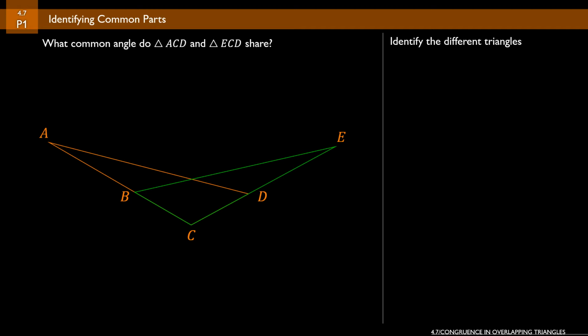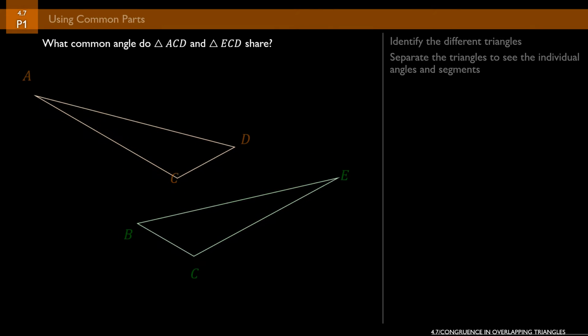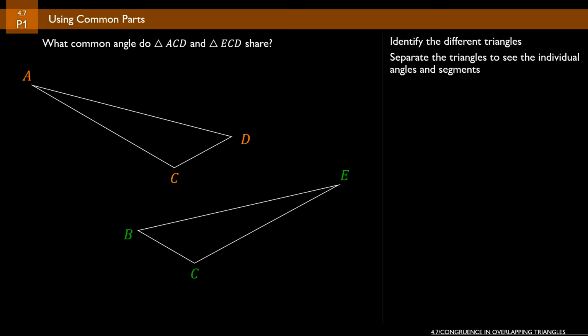In the top triangle, you can see that it has angles A, D, and C, and the bottom triangle has angles B, E, and C. So which angle is present in both triangles? That would be angle C, and that's how you do problem number 1.